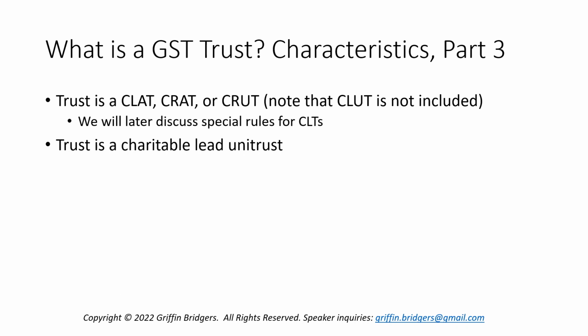Finally, we have a couple easy ones to check off. We have the fifth characteristic where a trust is a charitable lead annuity trust, a charitable remainder annuity trust, or a charitable remainder unit trust.